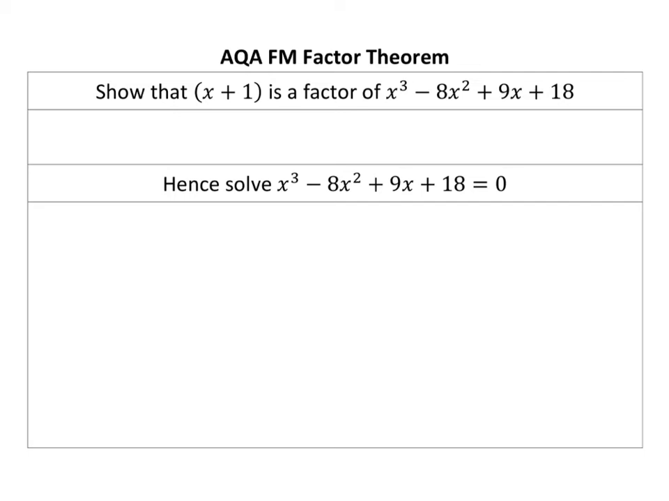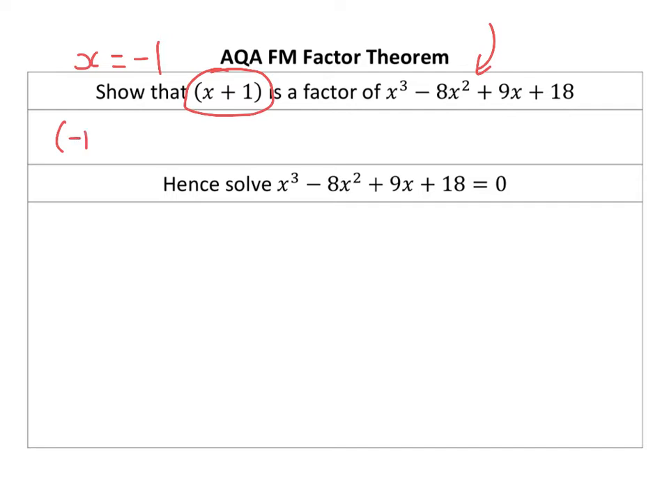Okay, we're looking at factor theorem here. Basically, what we're going to do is, from this factor gives you x equals -1. It's what makes that bracket 0, isn't it? So if we substitute -1 into here, if it equals 0, it's a factor. So here we go, let's just check.